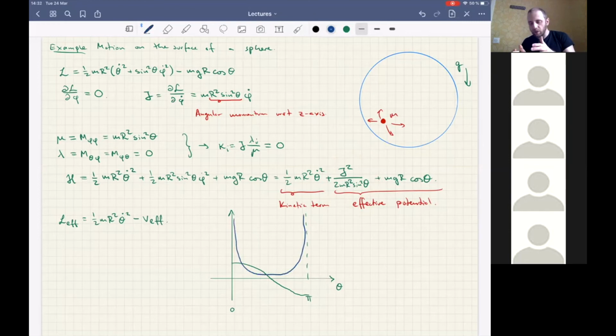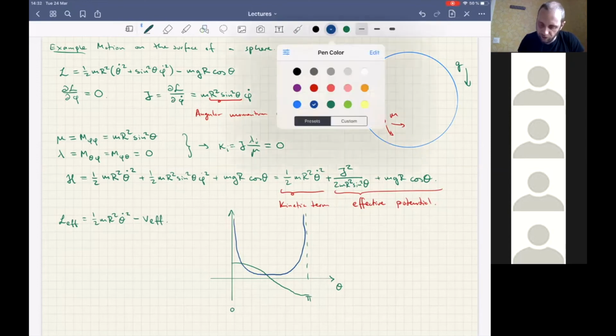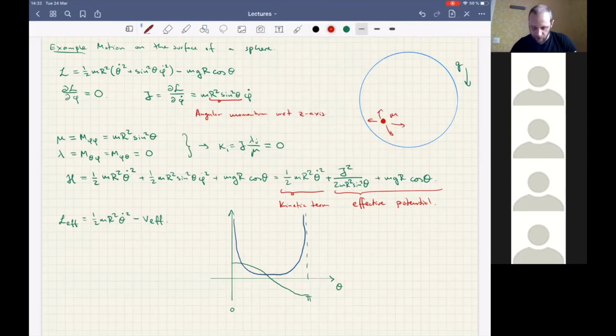So we see that when sine theta goes to 0, which is at 0 and pi, this addition to the effective potential goes to infinity. So in particular, this means that if we draw the total effective potential, it's going to look something like this, again modulo my drawing skills. So this is the effective potential.